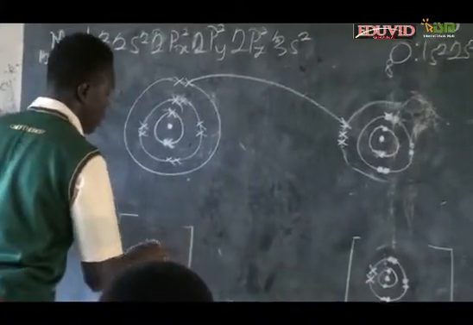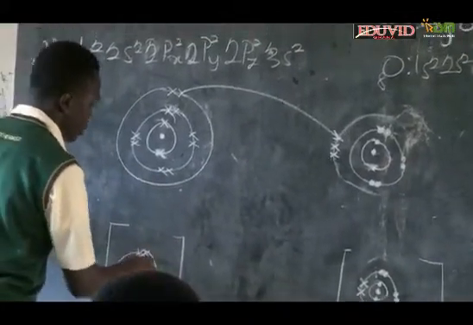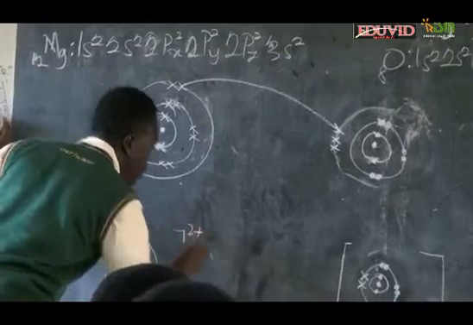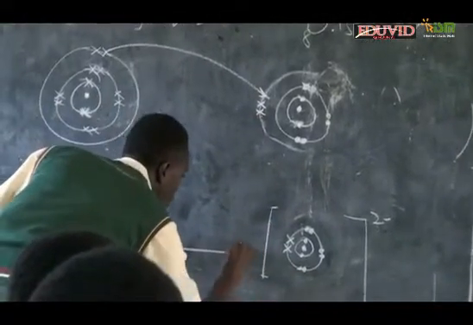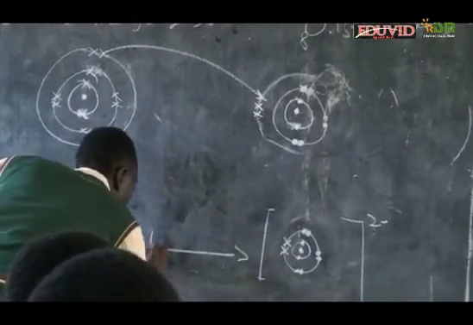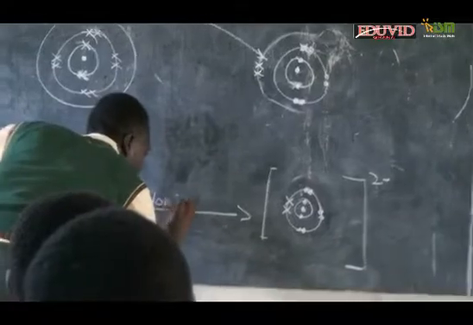Its charge. So between these 2 electrons, it becomes 2 plus, and this one, gaining 2 electrons, becomes 2 minus. So the bond between them is an ionic bond.